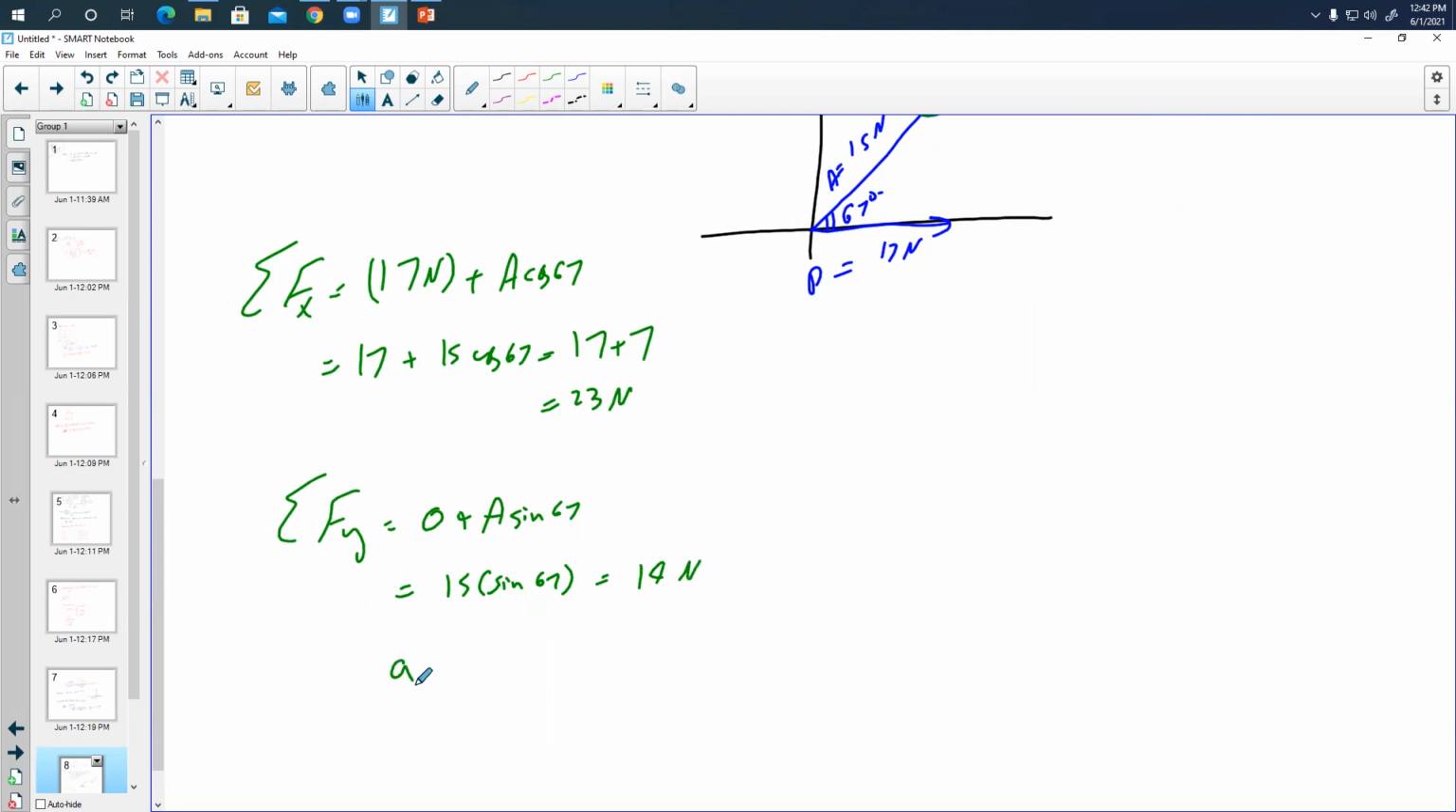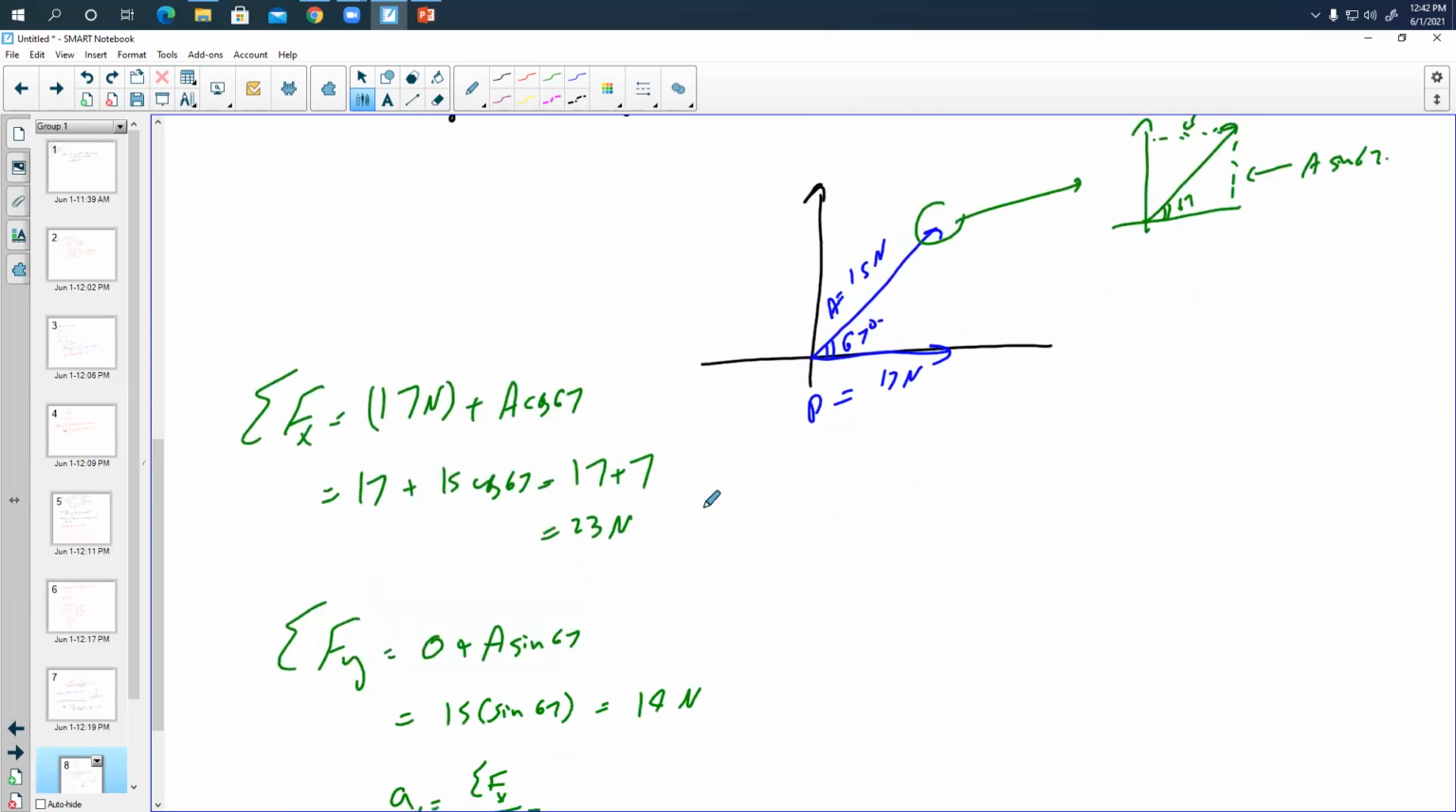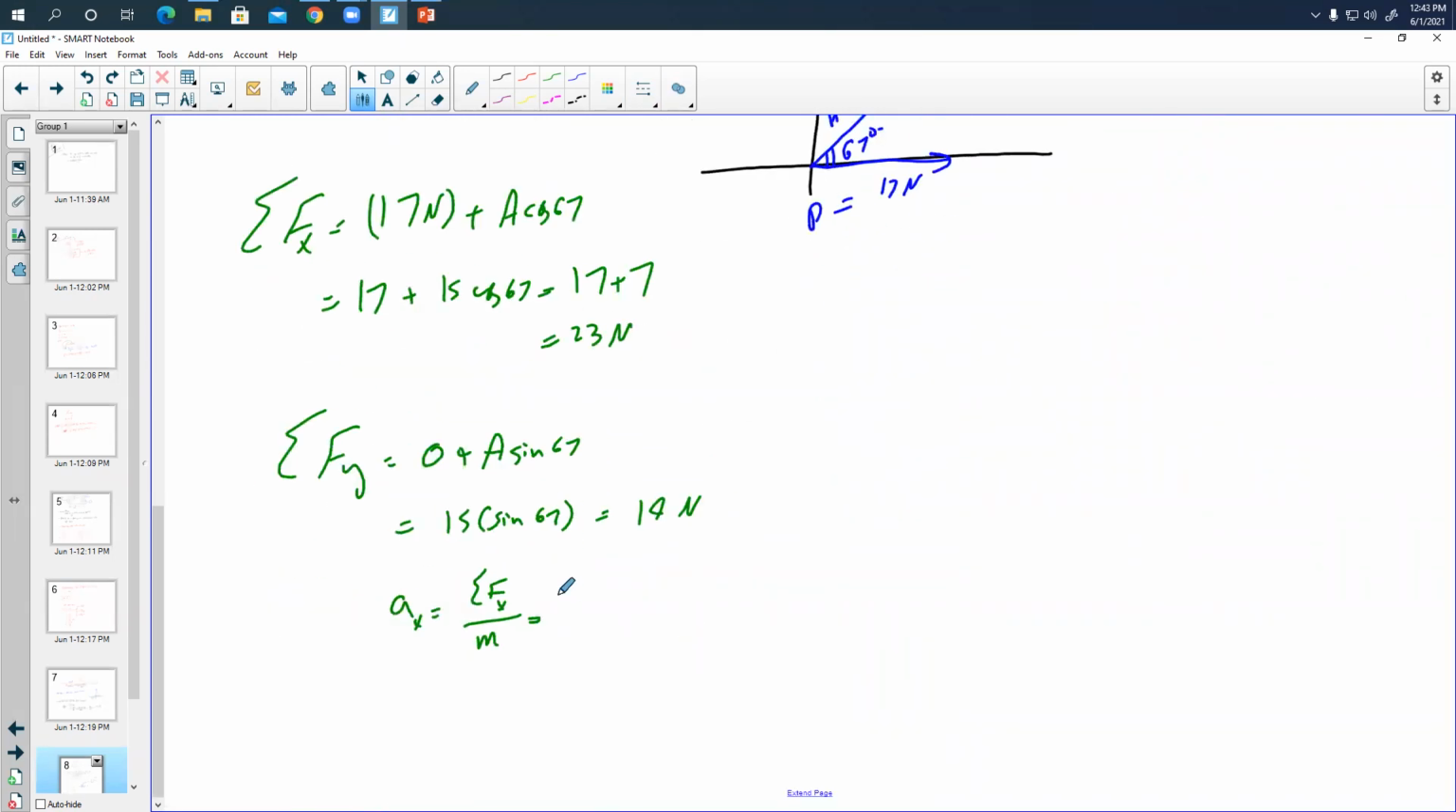That means the acceleration in the x direction, which is your sigma forces in the x direction divided by your mass. Did we define how much the mass was over there? Yeah, 1,300 kilograms. So it should be your 23 divided by your 1,300. And your sigma y force is going to be sigma y divided by your mass, which is your 14 by your 1,300. So on this one, you get 0.018 meters per second squared. On this one, 0.011 meters per second squared.